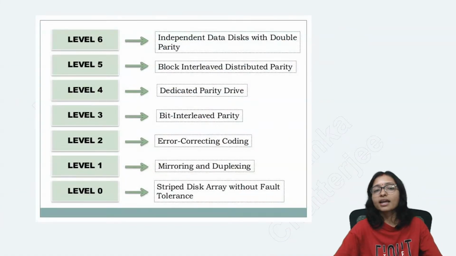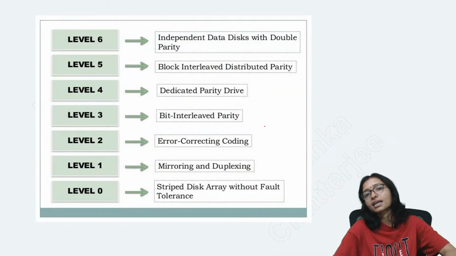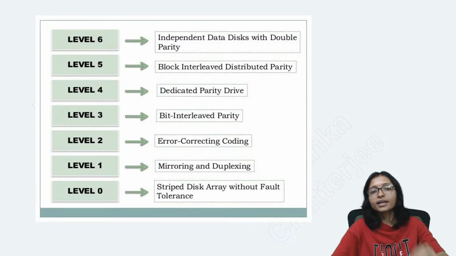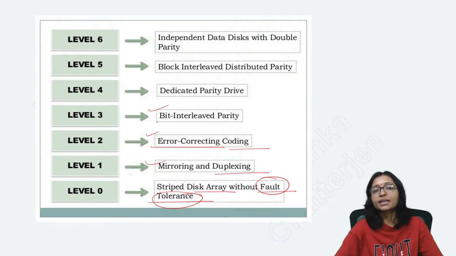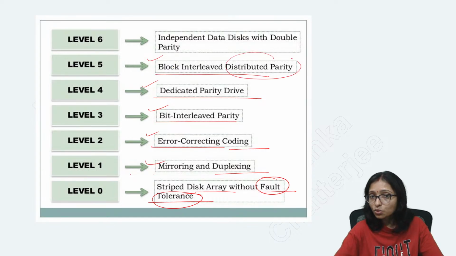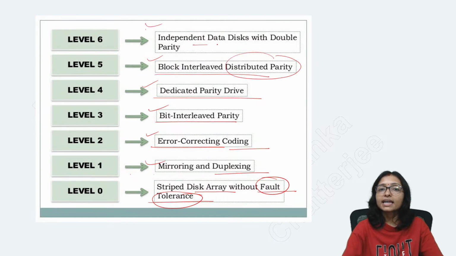Other than that, I will suggest you to remember these keywords for the RAID levels. RAID level 0, striped disk array without fault tolerance. There is no fault tolerance. Multiple times questions came from here. Level 1, mirroring and duplexing is the keyword for level 1. Level 2, error correcting code. Level 3, bit interleaved parity. Level 4, dedicated parity. Level 5, block interleaved distributed parity. Level 6, independent data disk with double parity.